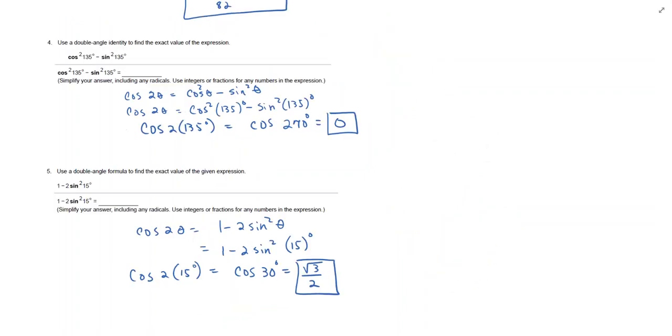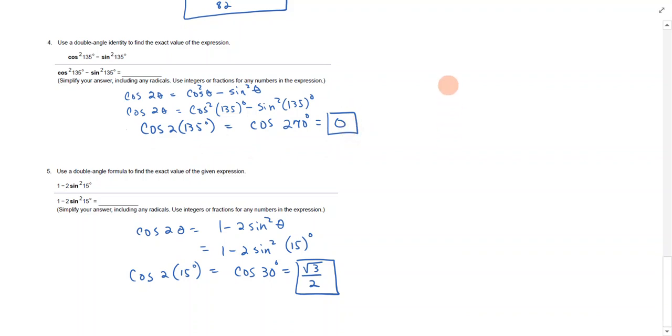Number 4, use a double angle identity to find the exact value of the expression. So you're given cosine squared this minus sine squared that. That is like cosine 2 theta equals cosine squared theta minus sine squared theta. So cosine 2 theta is equal to this. So that means there's your theta. The 135 is your theta. So cosine of 2 times 135 is equal to cosine of 270. That's a value we know, and the cosine of 270 is 0.